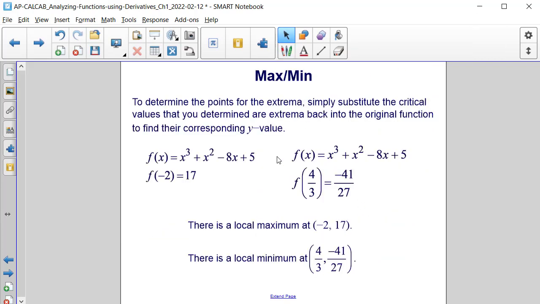And then to determine your points of extrema, as pointed out on the last slide with the sketch there, if you substitute -2 in for f, you will get 17 out. So your local maximum will be -2, 17. And then if you substitute 4/3 in, you'll get -41/27. So therefore that local minimum value will be 4/3, -41/27.